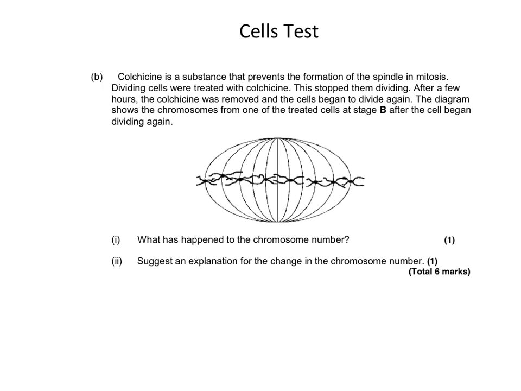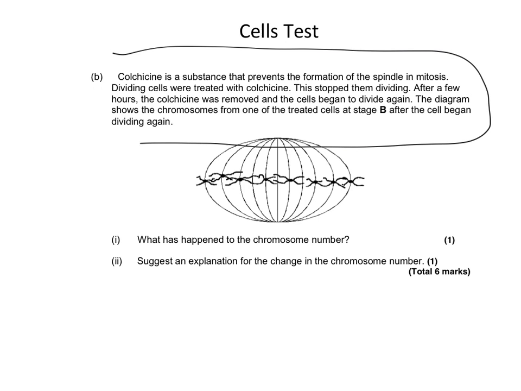So 3B, they give you some interesting information related to using a substance called colchicine. Now, you wouldn't have learnt about that, okay, so this is obviously related to AO2 skills, so you're applying your knowledge in an unfamiliar context.